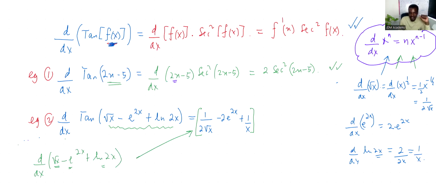And what did we do after getting that result? After getting that result, we multiply this result that we have at hand with what? With sec squared of that function. So with sec squared of root x minus e to the power of 2x plus ln of 2x. That will be our final solution. This was a very, very interesting problem. Let's reinforce this concept further by means of another example.